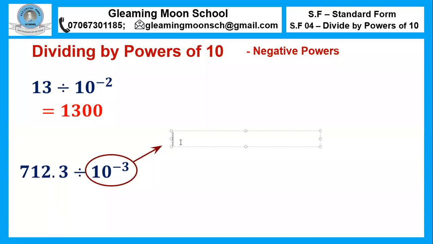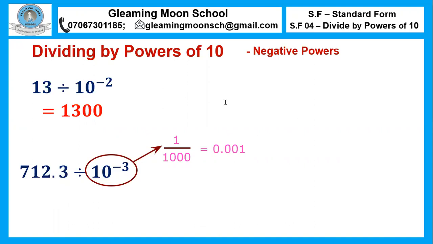So if we have 1, 10 raised to the power of 3 is 1000. The negative part tells us it is 1 divided by, remember. And because the power is 3, we have 1000. So 10 raised to the power of minus 3 is the same as 1 divided by 1000. And we know that 1 divided by 1000 is equal to 0.001.